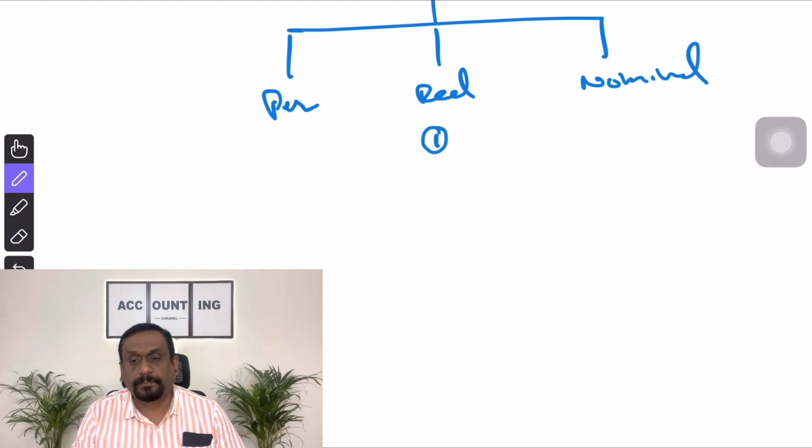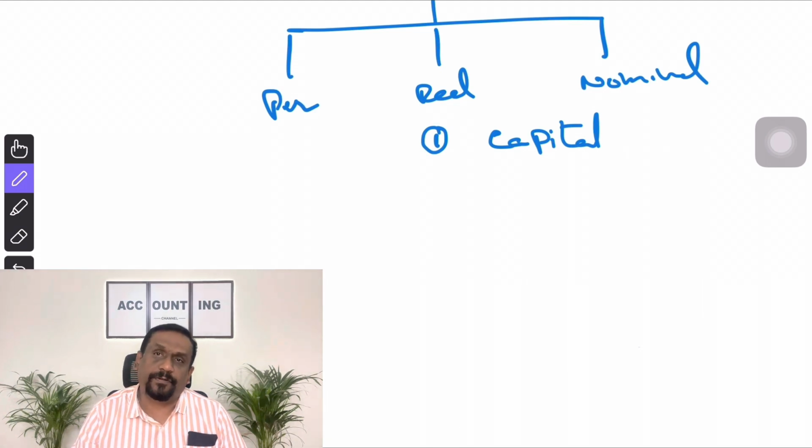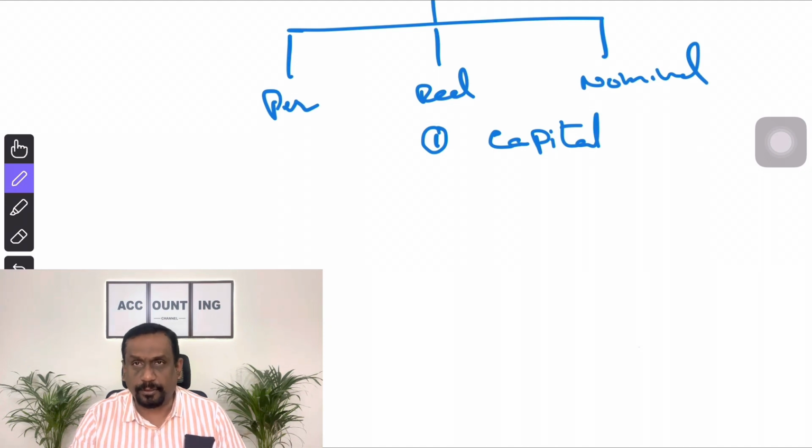Number one, I'll keep asking questions. First, capital. Capital is what type of account? Pause the video, take your answer, and then I will tell you. Capital is a personal account. Why is it a personal account? I'll explain while explaining the journal entries. Capital is a personal account.